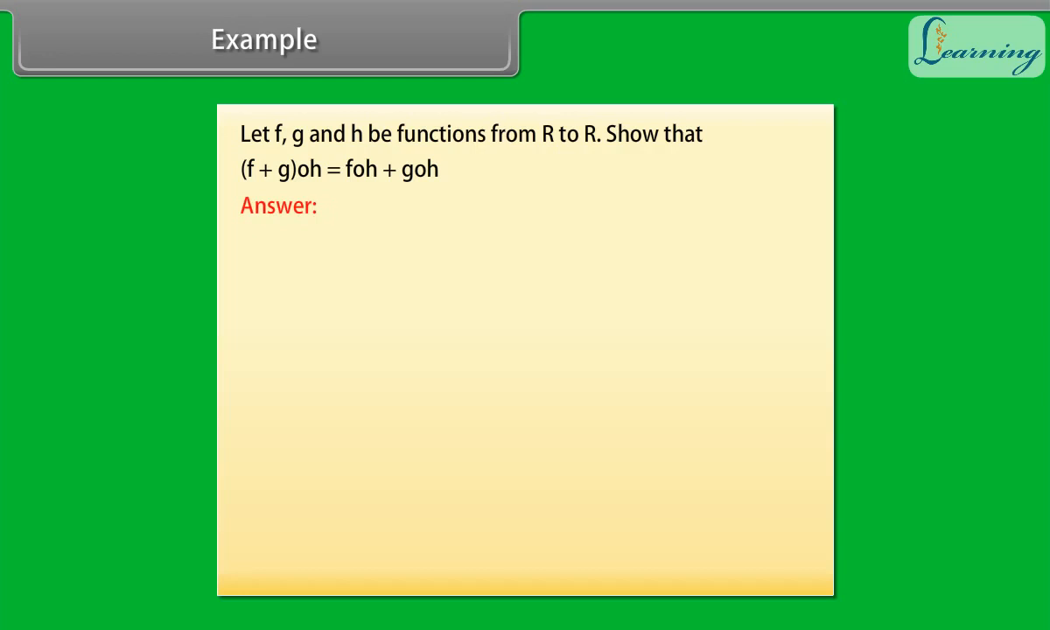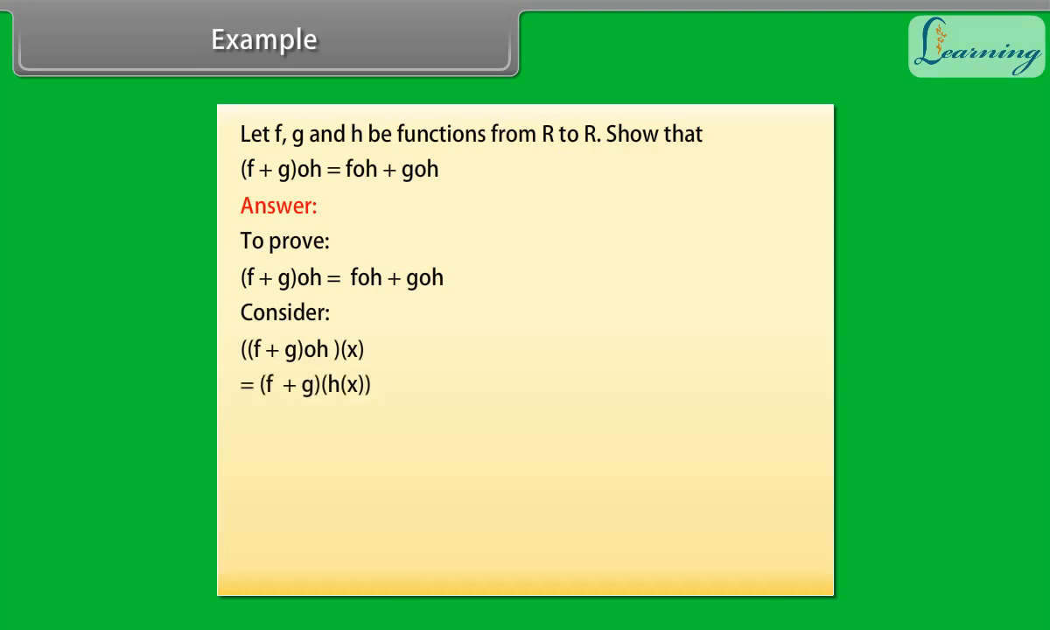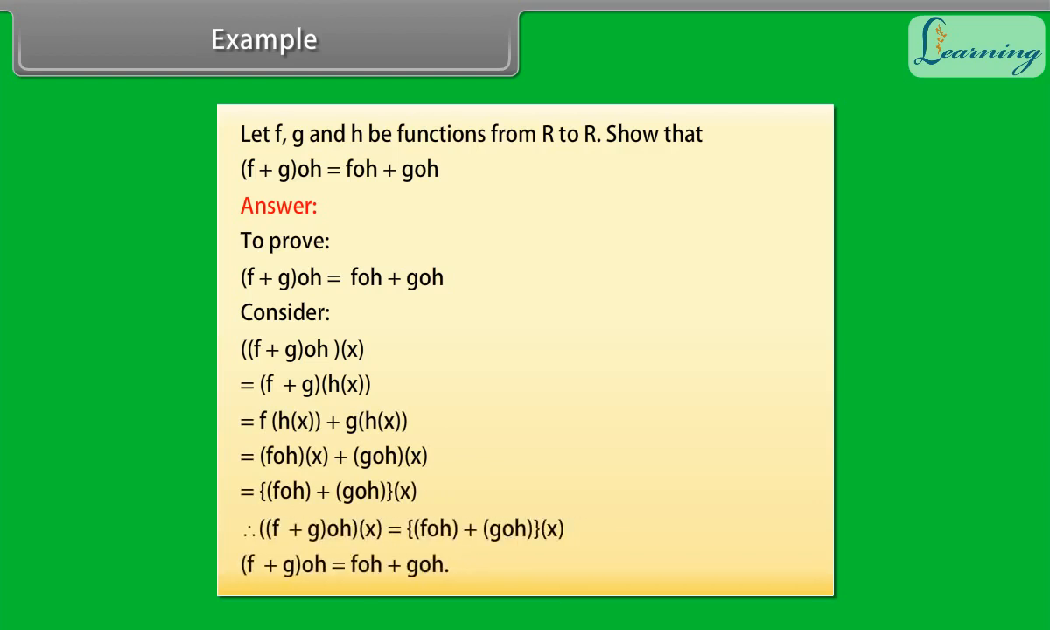Answer. To prove f plus g of h is equal to f of h plus g of h, consider f plus g of h of x, which is equal to f plus g of h of x. On solving we get f plus g of h is equal to f of h plus g of h.